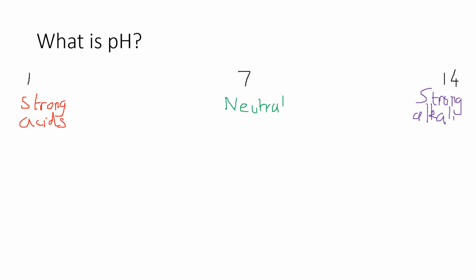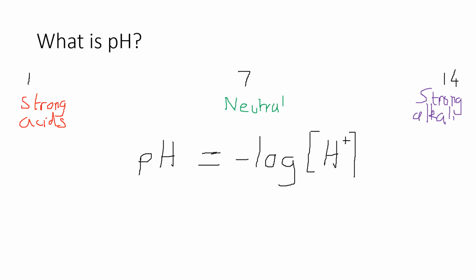That's what we're going to focus on in more detail, because pH is actually a mathematical measure of how many hydrogen ions are in solution. So pH, the formula that you need to know for this, is equal to minus log of the concentration of H+. So if you know the concentration of H+ ions that are in solution, you can calculate the pH and vice versa.